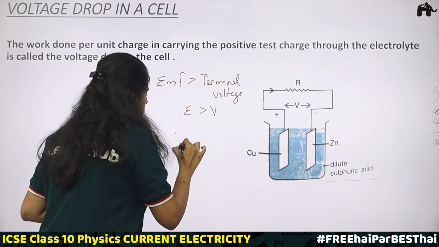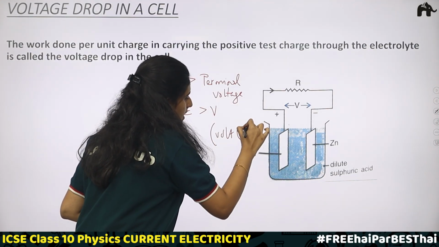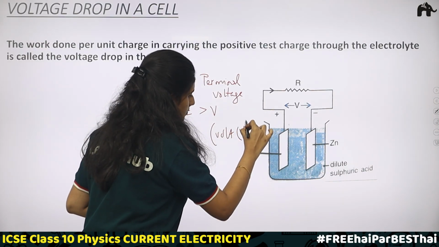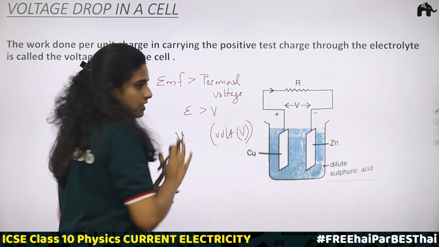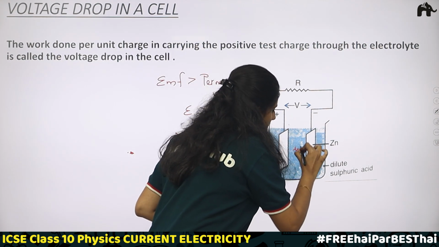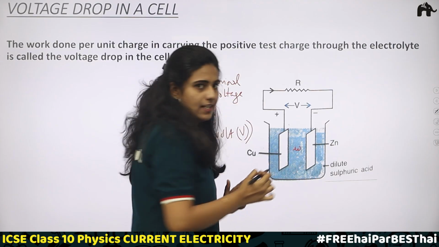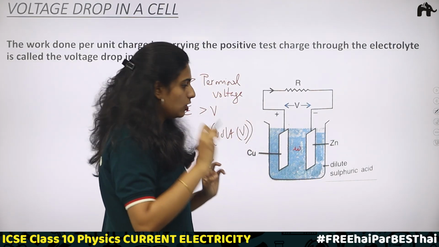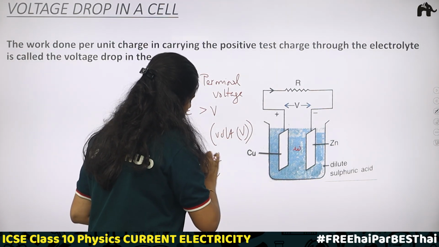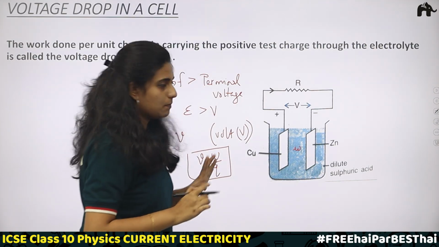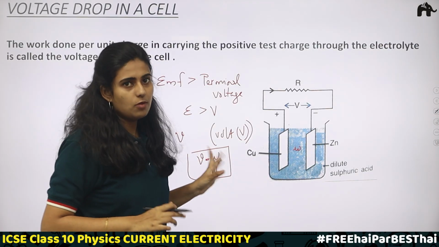Voltage drop is represented with small letter v, and the unit is volt, represented by capital V. Now let small w be the work done in moving a unit positive test charge inside the electrolyte, and charge is represented by Q. Then the voltage drop v is equal to w divided by q. This is how you get the potential drop, or the voltage drop, in a cell.